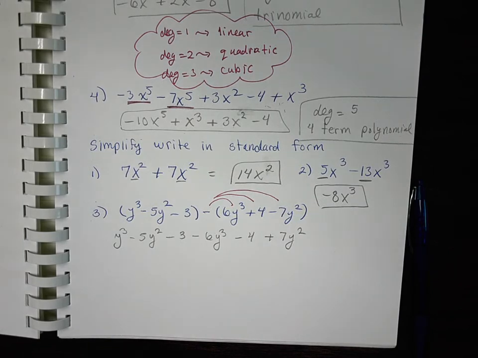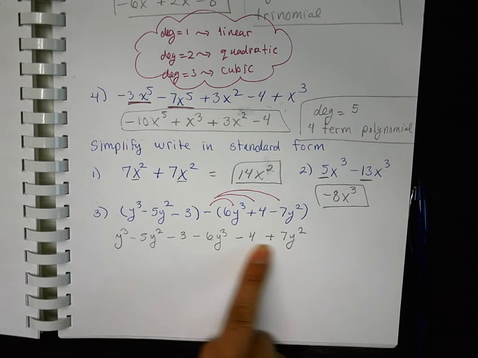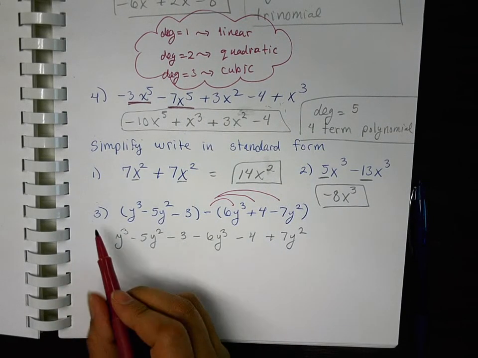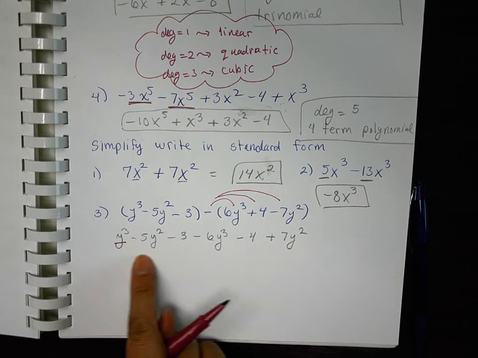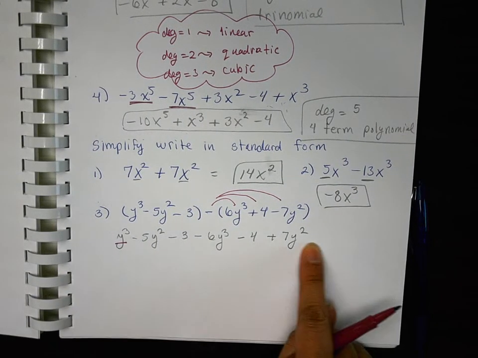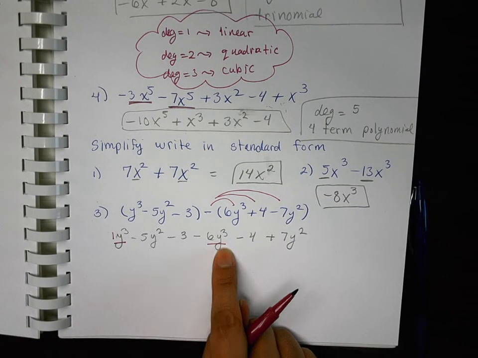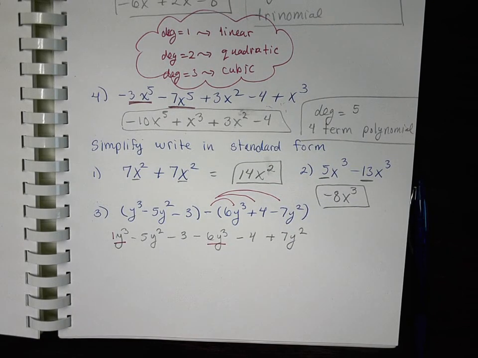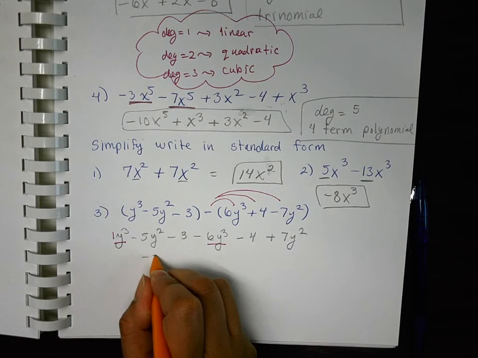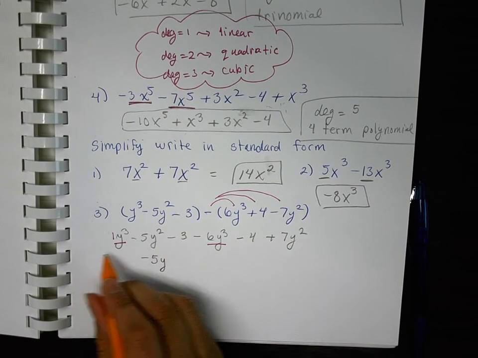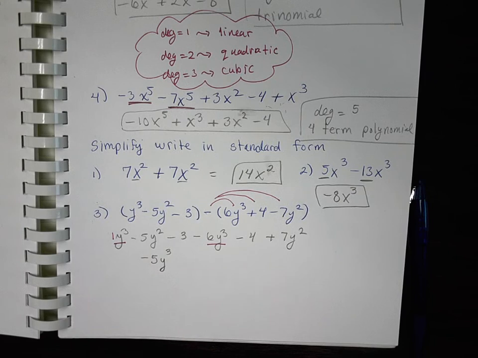Okay, now as I combine like terms, I want to put them in order at the same time. What is the largest exponent here? 3. So that one's going first. Y cubed, I'm going to underline. Is there any other y cubed in the problem? Yes. The coefficient here is 1, and the coefficient there is negative 6. What's 1 plus negative 6, or 1 minus 6? Negative 5y cubed.